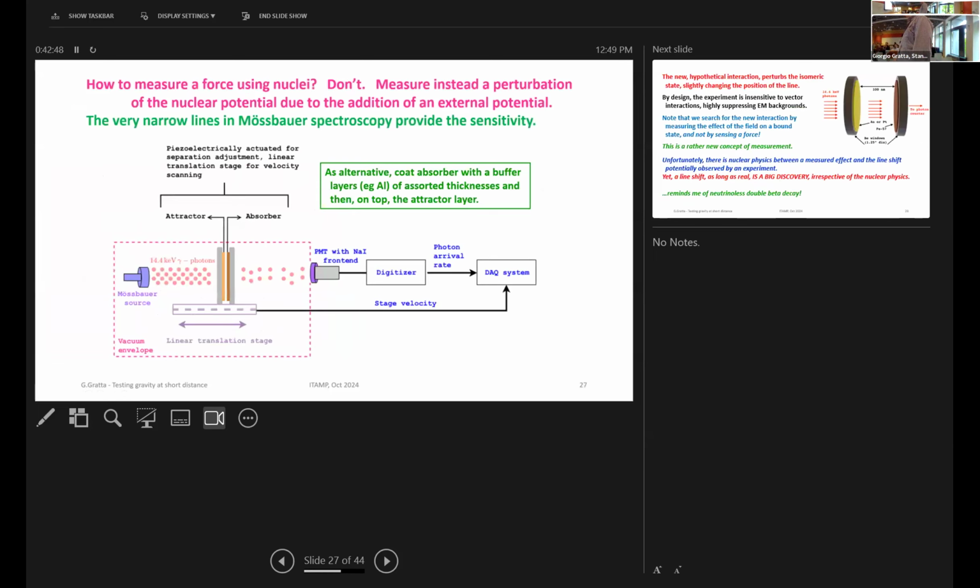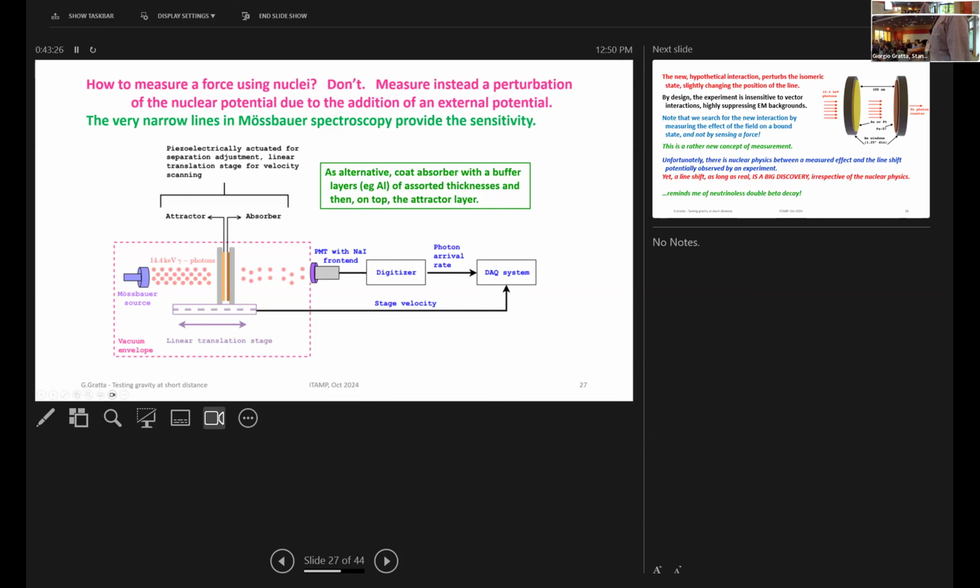So how do you do the experiment? How do you measure a force using nuclei? Well, you don't. You actually measure a perturbation of the nuclear potential due to the external potential, and you can only do this because you look at this perturbation using Mössbauer spectroscopy, which has these ultra sharp lines. So now you have the typical undergraduate experiment where you have a source, then you put an absorber, and then you have a detector. The detector is actually a fancy detector because it has to handle a very high rate, but otherwise it doesn't have anything special.